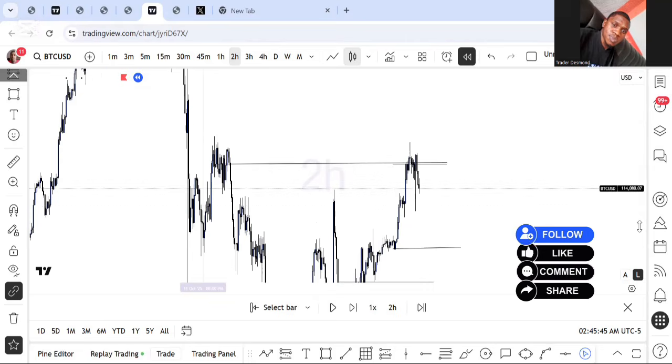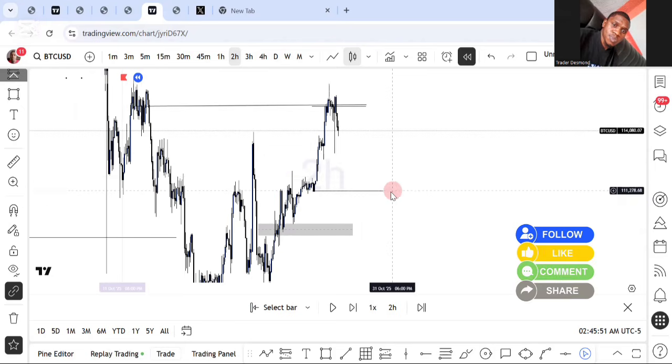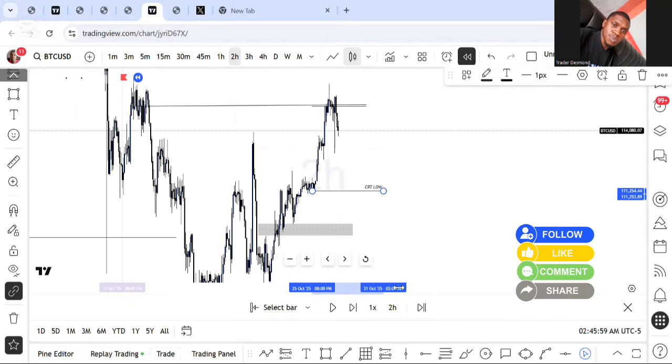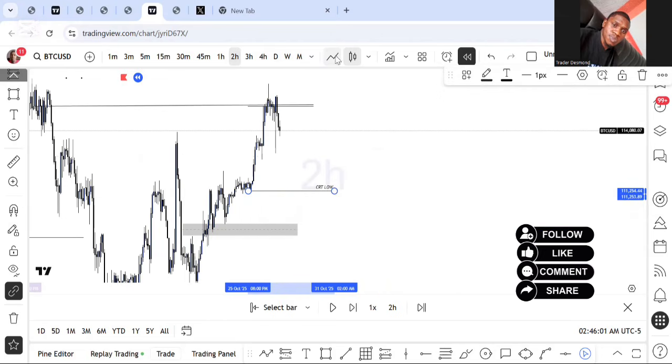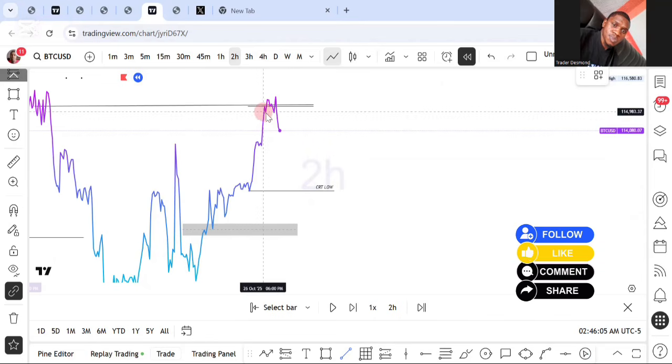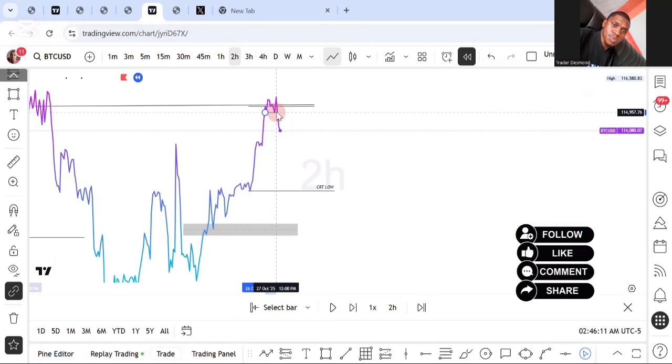Now, for you not to be confused, you can equally use our CRT low. Let me label it CRT. For you not to be confused, you can equally use your line chart to know where your breakout is. So using our line chart, you can see that this is our breakout here. We got our breakout here. Right? So this is our breakout.